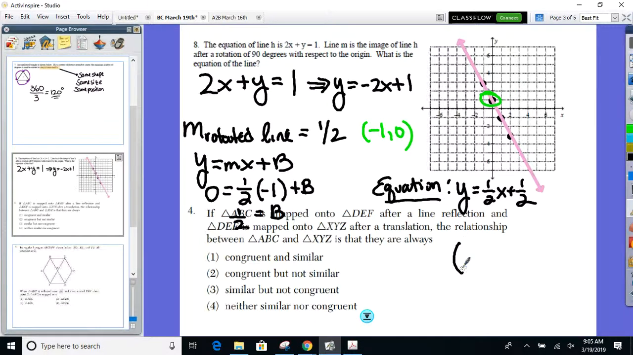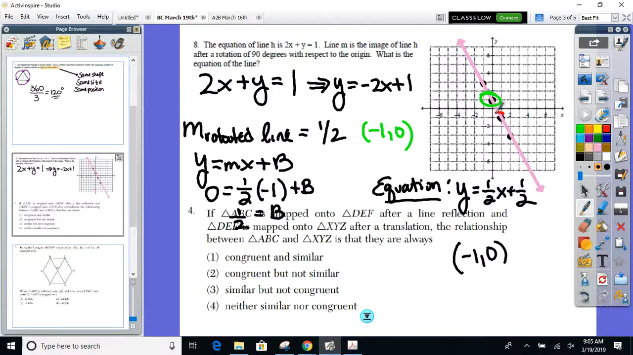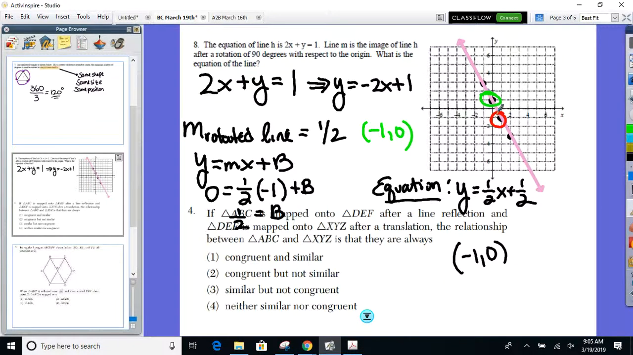So here you go. Ready? You would have had, what was our 1 point we had? -1, 0. Do me a favor right now. Somebody rotate that point right there. What's that point rotated 90 degrees? 1, 1. Could you have come up with the equation given these 2 points?